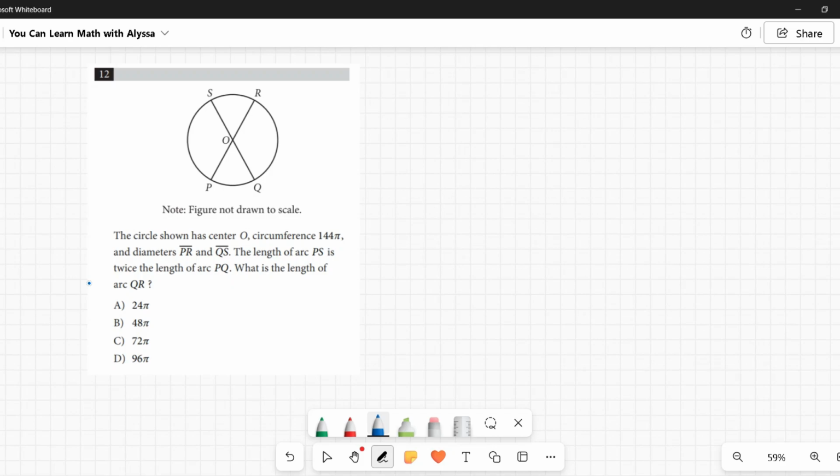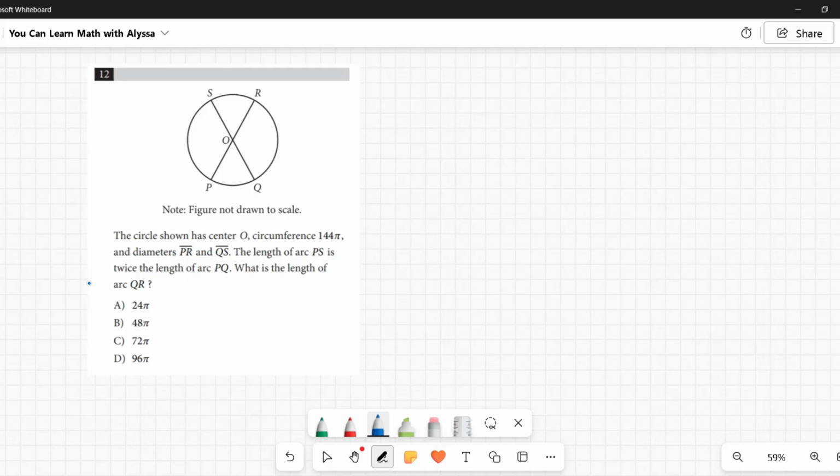Number 12. Note, figure not drawn to scale. The circle shown has center O, circumference 144 pi, and diameters PR and QS. The length of arc PS is twice the length of arc PQ. What is the length of arc QR?